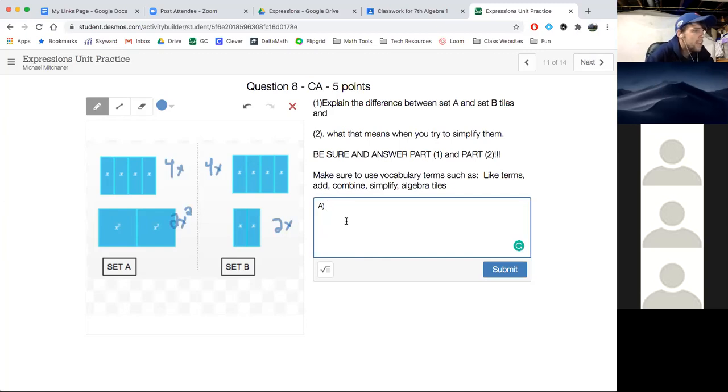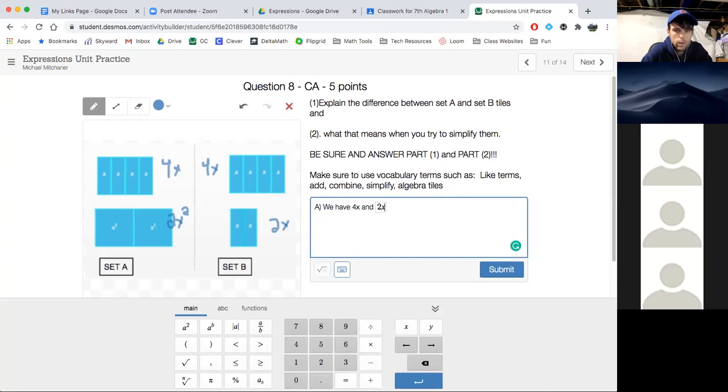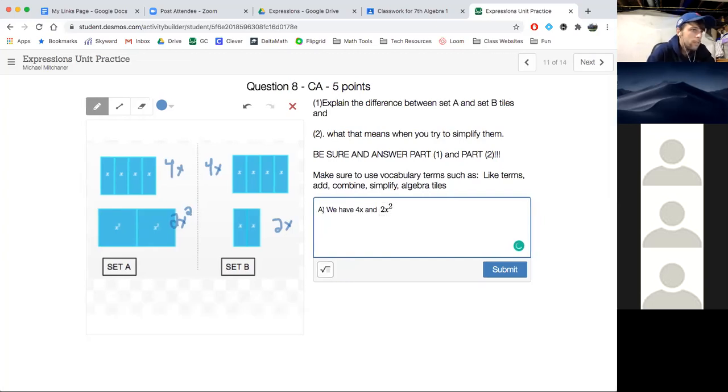In A, we have 4x and 2x squared, which are not like terms because they do not have the same exponent. So I'm using vocabulary terms: they're not like terms, and why they're not like terms.